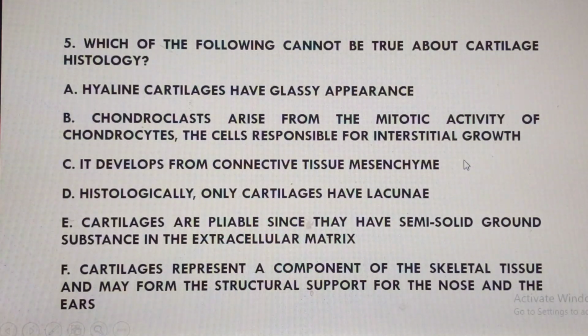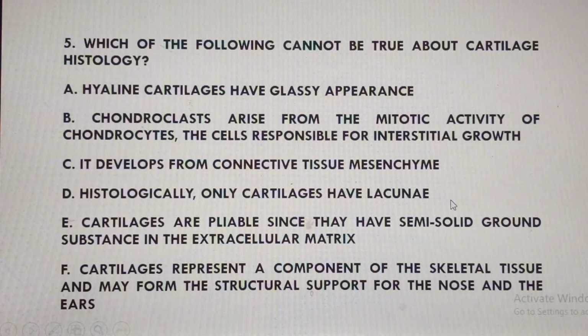Option C says it develops from connective tissue mesenchyme. Yeah, that's a very true statement. We know that cartilage, although it's a special type of connective tissue, all adult connective tissue types are coming from what we call the embryonic connective tissue, being the mesenchymal connective tissue. That's a very true statement.